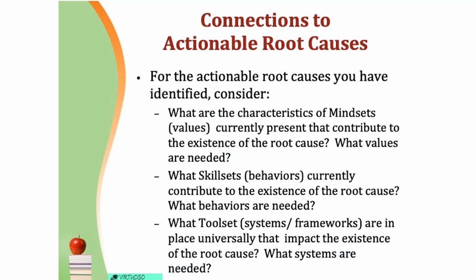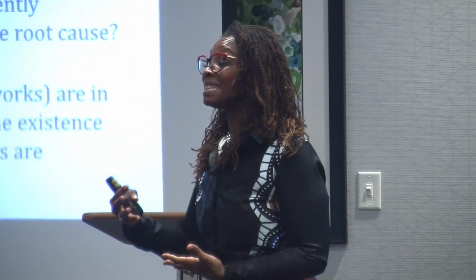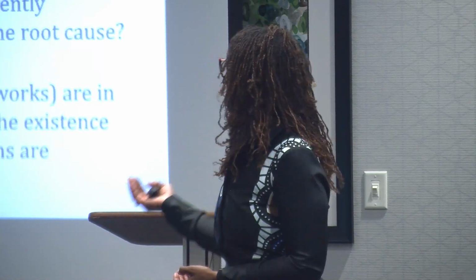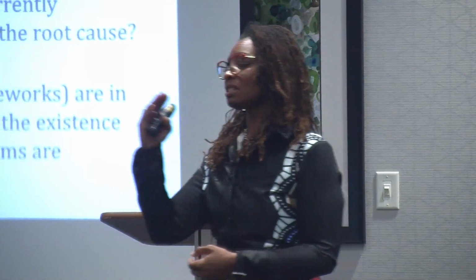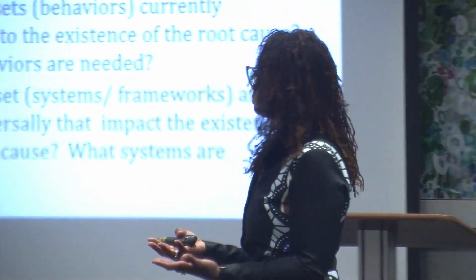Then what are the skill sets? Again, think about it in the reverse. What right now are people doing that contribute to the inequity? When you identify that, you can now identify, well, what should they be doing? What do we desire them to do instead of that? Think about it as replacement behavior. And then finally, what's the tools, the systems, the frameworks, the interventions, all the stuff we have right now that are impacting that root cause?